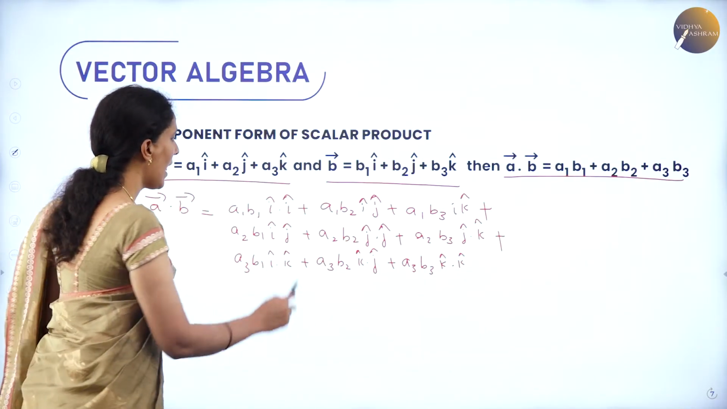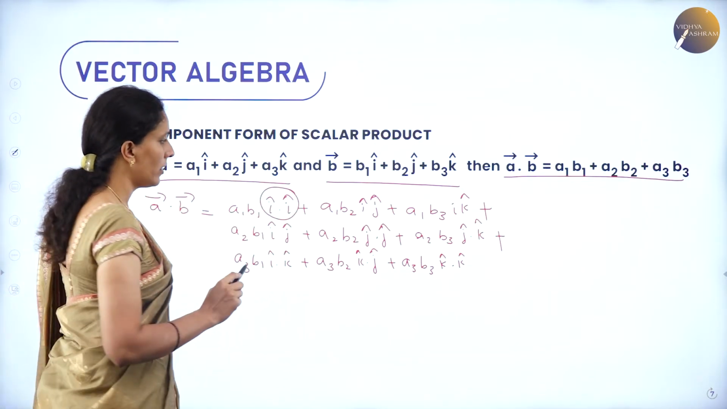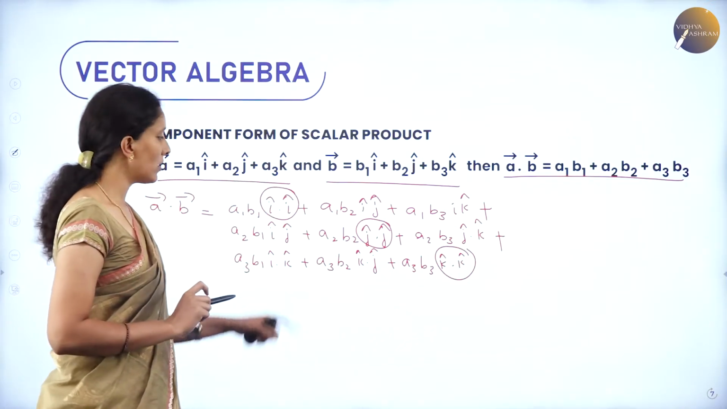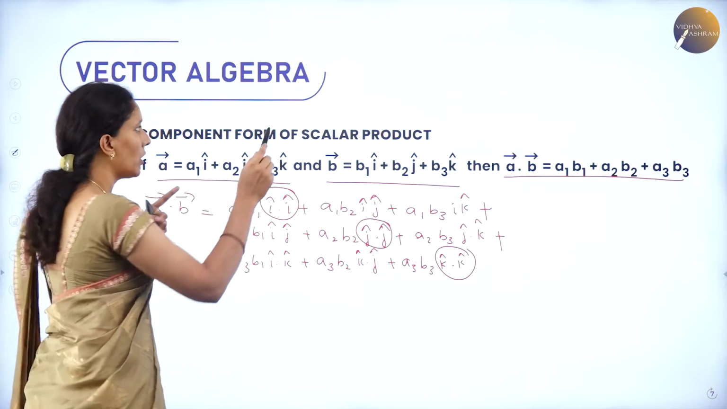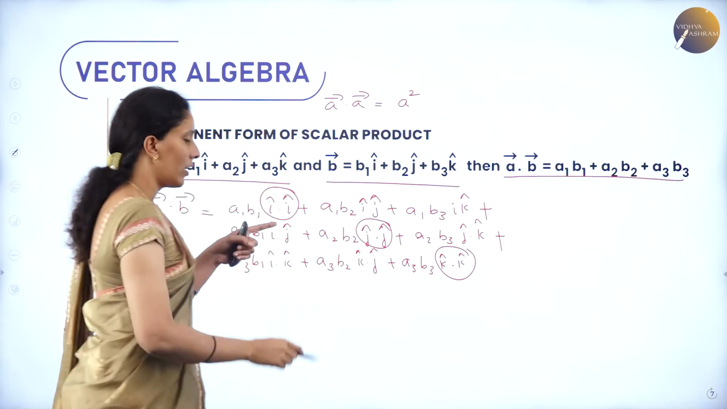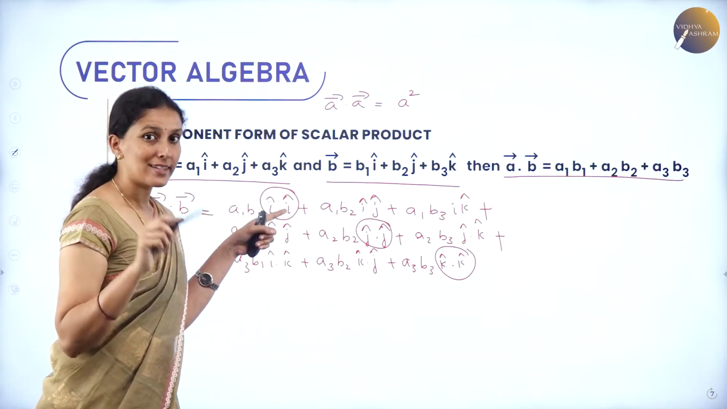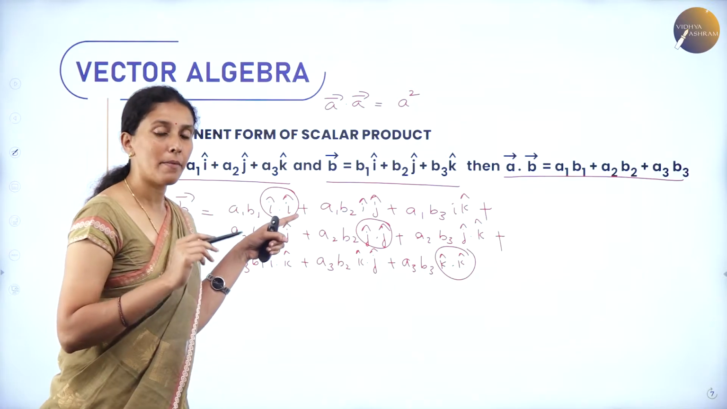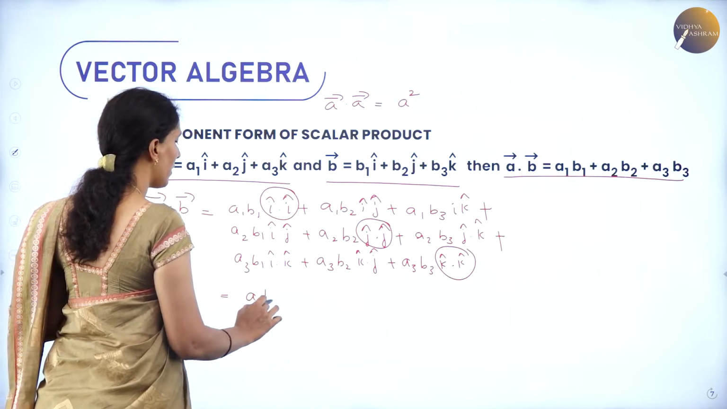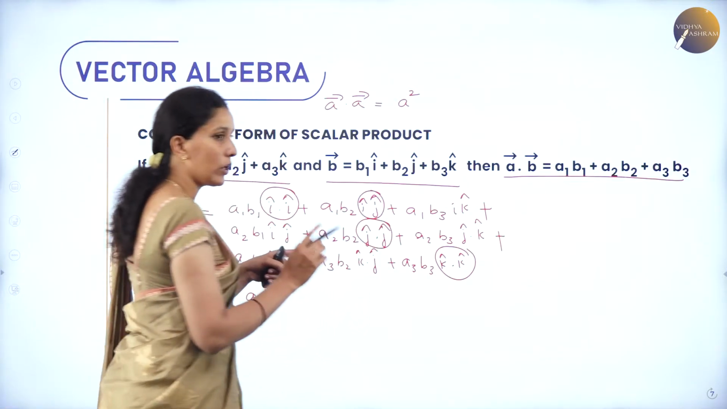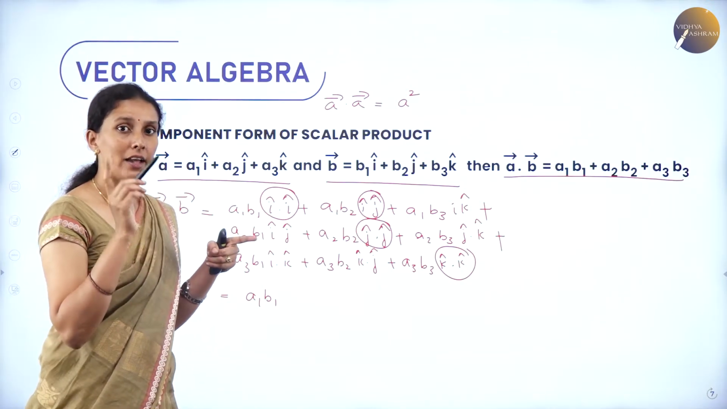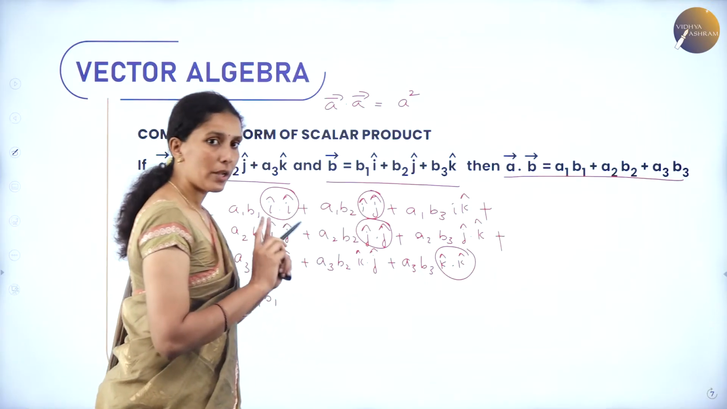So we know that i dot i is nothing but 1. So j dot j is nothing but 1, k dot k is nothing but 1, because they are unit vectors. We know that vector A dot vector A is nothing but A square, and i dot i is nothing but i square. Since i is the unit vector, its magnitude is 1, so 1 square is 1. So if it is 1, then I can write A1 B1. What about i dot j? We know i, j, k are perpendicular to each other. If vectors are perpendicular, then their dot product is 0. So i dot j becomes 0.